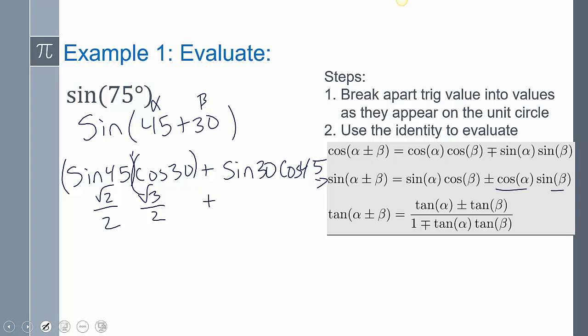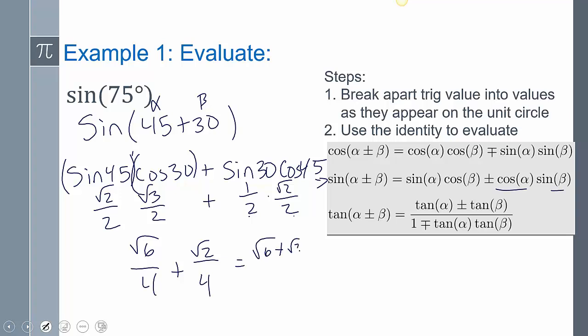And then the sine of 30 is going to be 1/2, and the cosine of 45 is root 2 over 2. I can multiply these together. Root 2 times root 3 is root 6. 1 times root 2 is root 2. And then 2 times 2 is 4. And so I get root 6 plus root 2 all over 4. And that's my answer.